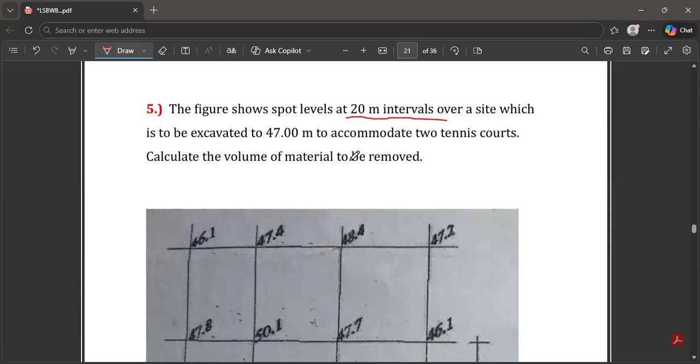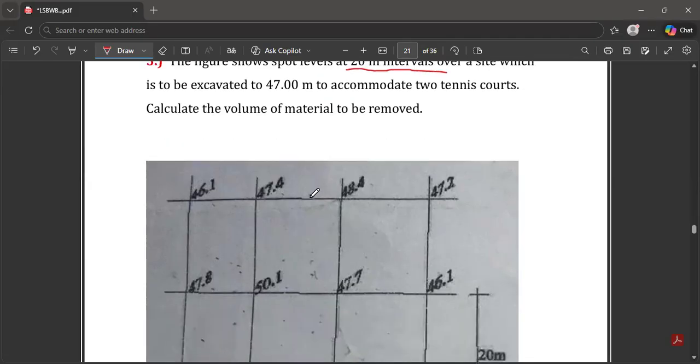Let's take it one more time. The figure shows spot levels at 20-meter intervals over a site which is to be excavated to 47 meters to accommodate 2 tennis courts. Calculate the volume of material to be removed.